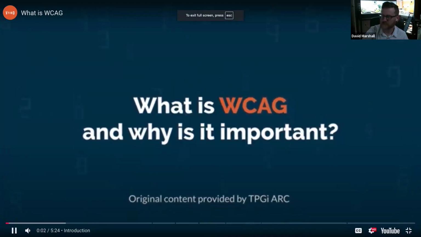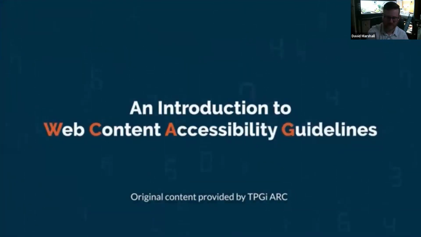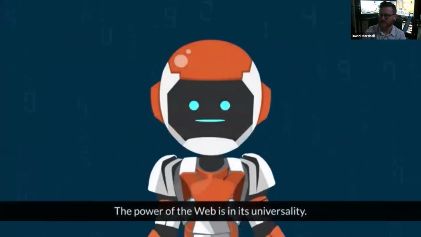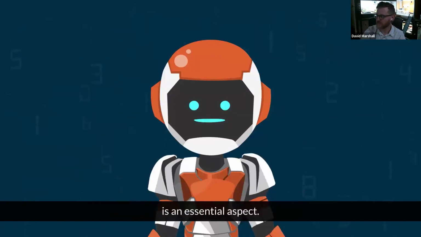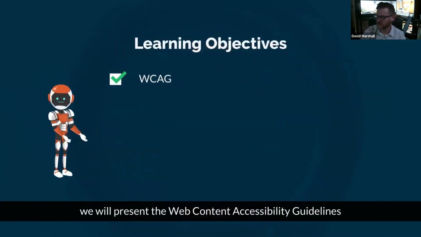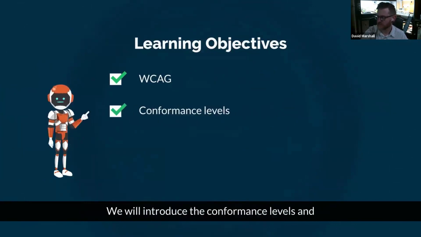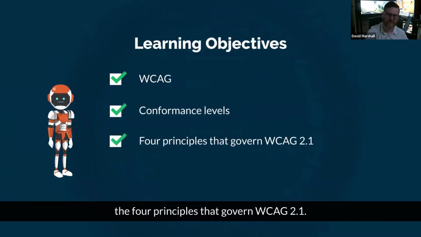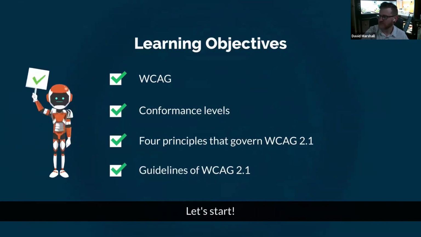What is WCAG and why is it important? An introduction to Web Content Accessibility Guidelines. The power of the web is in its universality. Access by everyone, regardless of disability, is an essential aspect. In this video, we will present the Web Content Accessibility Guidelines, sometimes known as WCAG or WCAG for short. We will introduce the conformance levels and the 4 principles that govern WCAG 2.1. At the end, we will also give some examples of the guidelines in WCAG 2.1. Let's start!